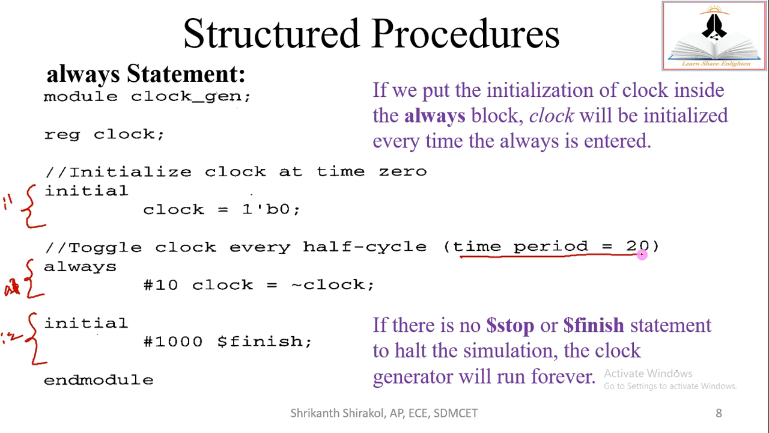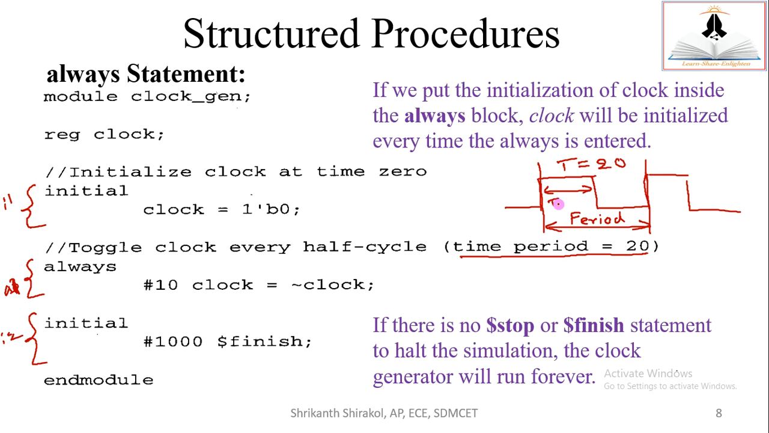I want to have a time period of the clock to be 20. So the clock looks like this. This is a clock. So one period of the clock is here. This is one period. So what is the period here? They have given it to be T equal to 20. If T is equal to 20, the half of it, T naught, should be 10.